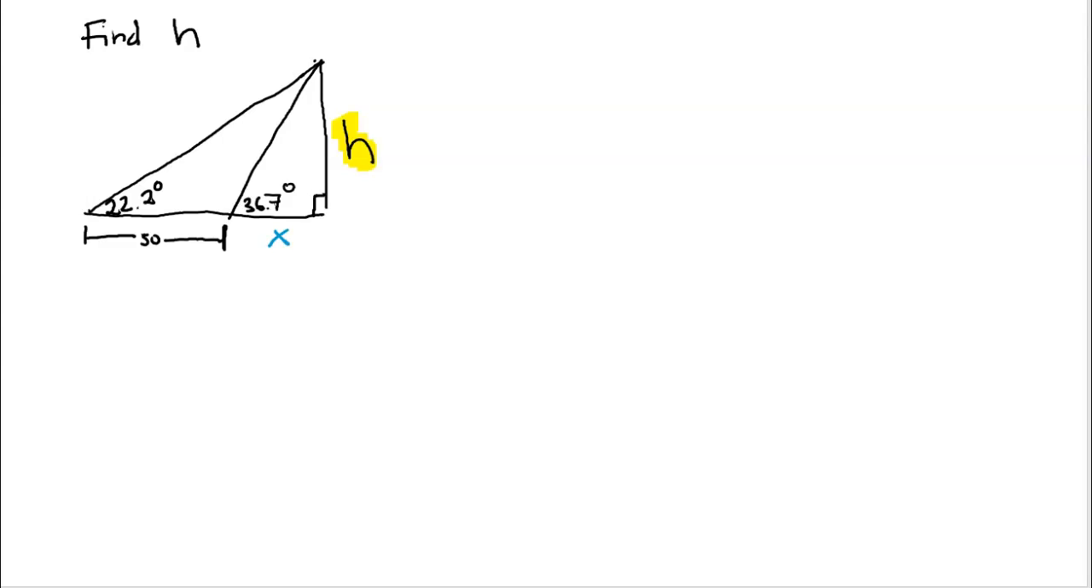Okay, so I'm going to use this little guy. In my first little triangle, I'm going to say that the tangent of 36.7 degrees is equal to opposite, which is h, all over hypotenuse, which I just labeled as an x. So it's one equation but with 2 variables.